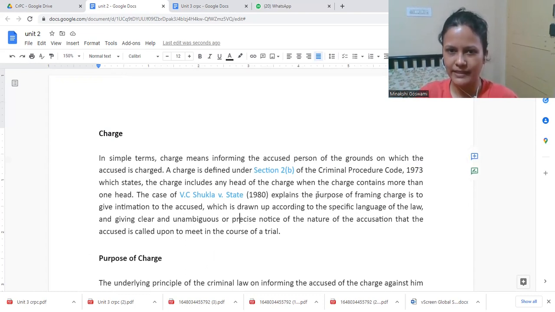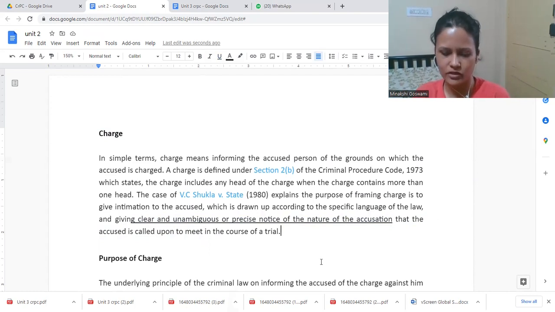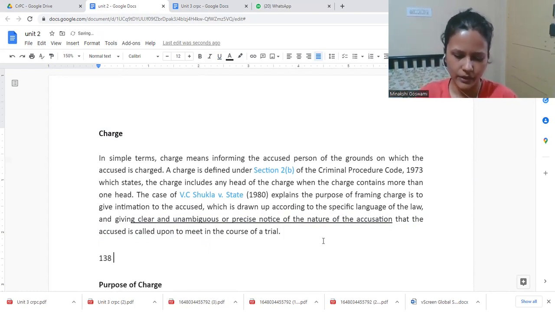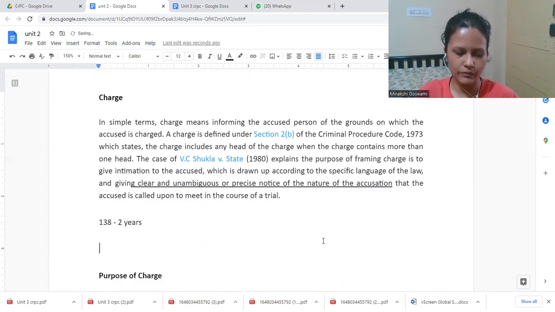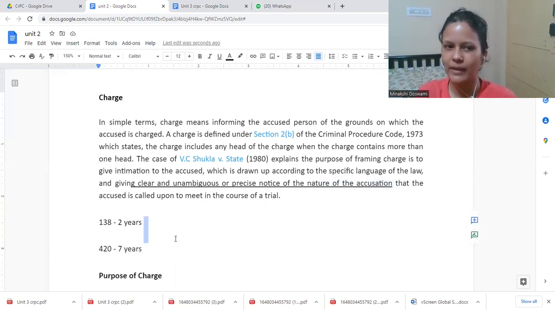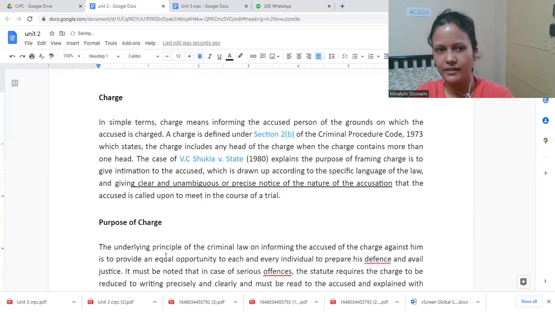There was one case wherein it was explained that the purpose of framing a charge is to give information to the accused, drawn up according to the specific language of the law, giving clear, unambiguous and precise notice of the nature of accusation. So it's very important that the person knows what he is accused of. Like in case of check bounce, take for example 138, we know that the maximum punishment may be up to 2 years of imprisonment or fine double the amount of the check. But when it is section 420, the punishment can be a maximum of 7 years. Only when it is very clear and unambiguous that these are the charges do we know the nature of accusation, how serious it is, what the maximum punishment might be, and all the details. So that is the main thing about what a charge is.